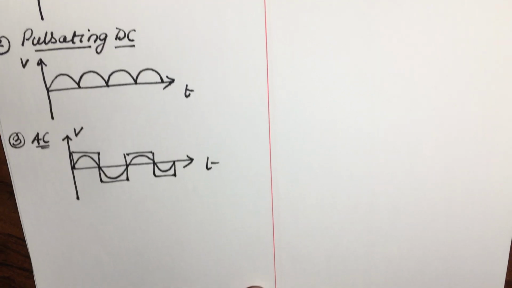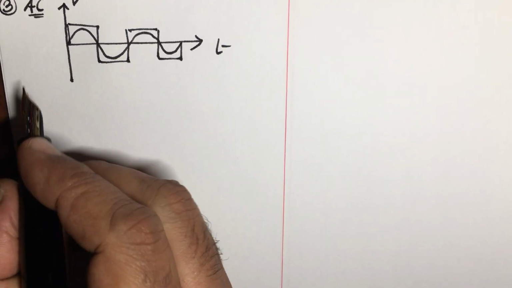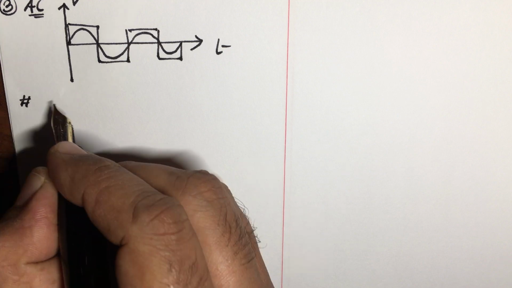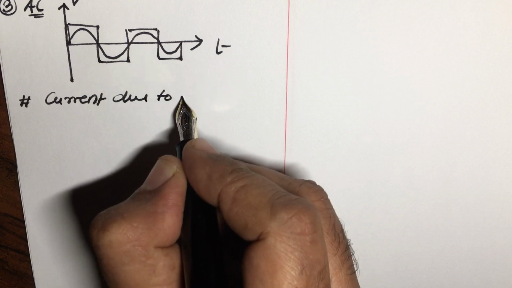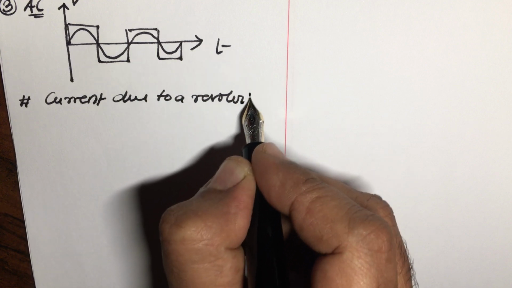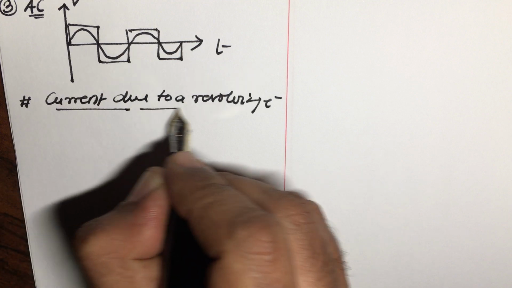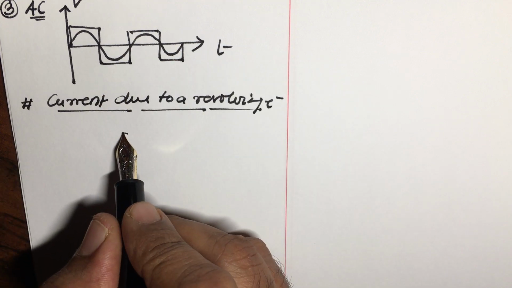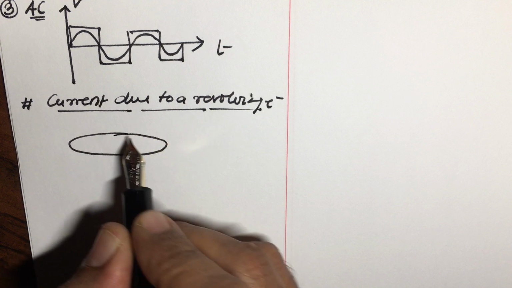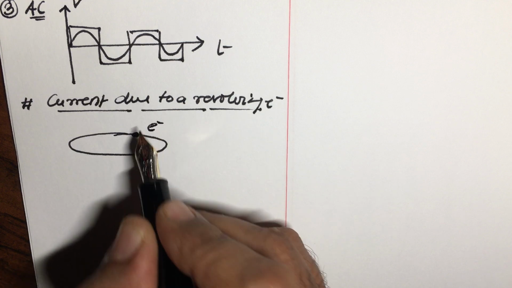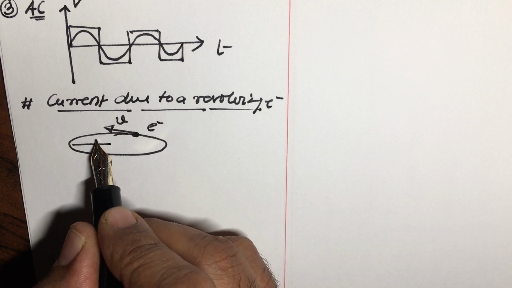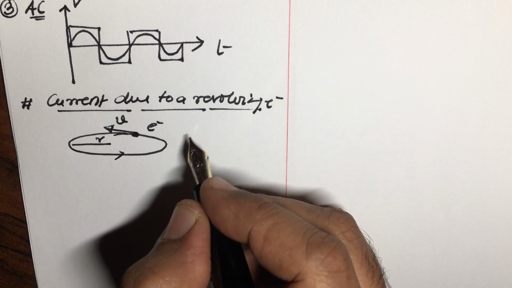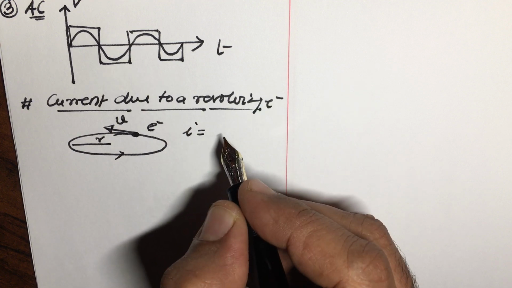Okay, next we want to write about what could be the current due to a revolving electron. If you have an electron which is revolving with velocity v in that direction in a circular path of radius r, then you can simply write the current as the charge upon the time.